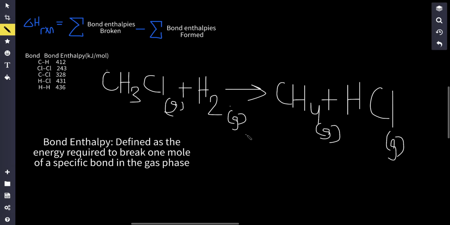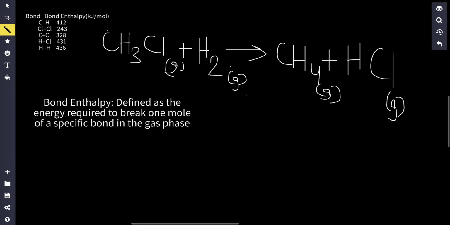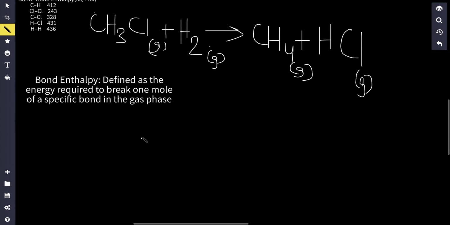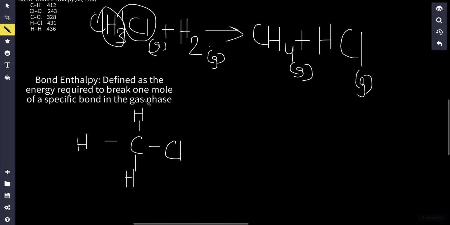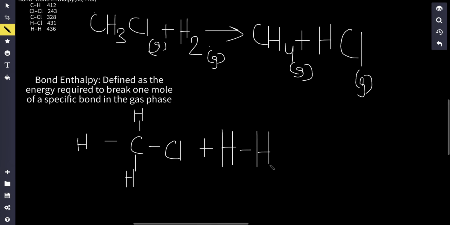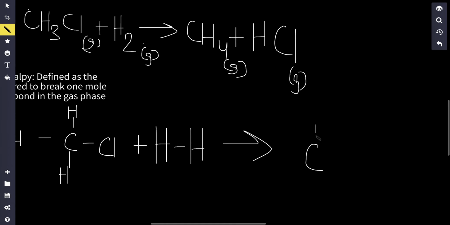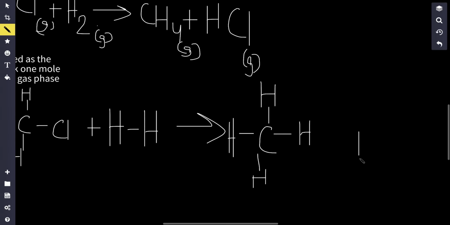It's very good to just draw out a visual diagram to see what's going on. So we have CH3Cl, and this is going to look like this. Remember, carbon likes to form 4 bonds. Halogens and hydrogens form 1 bond. So you're going to have CH3 and then the Cl, and you're going to react this with H2, which looks like this. And this is going to yield CH4 and HCl.